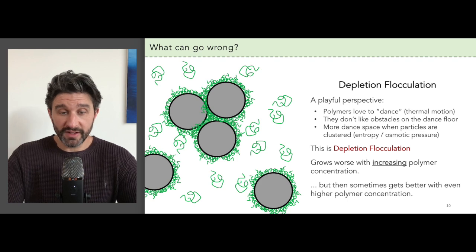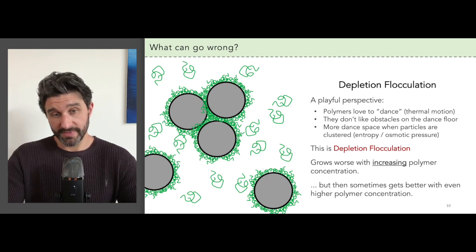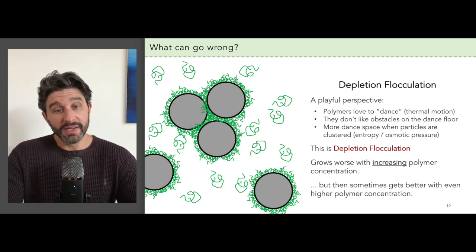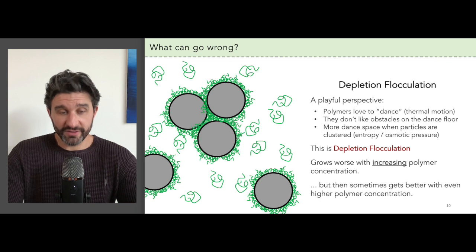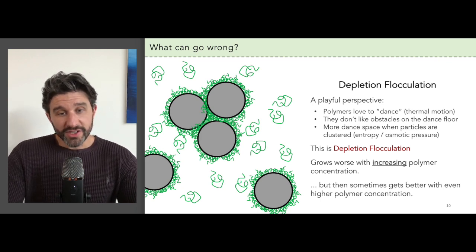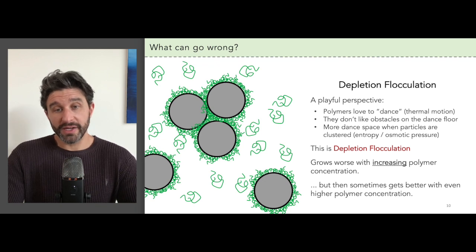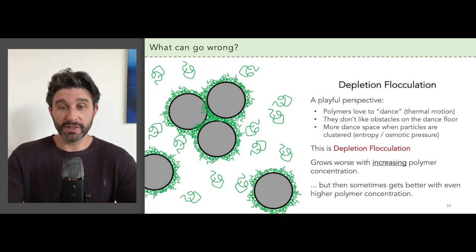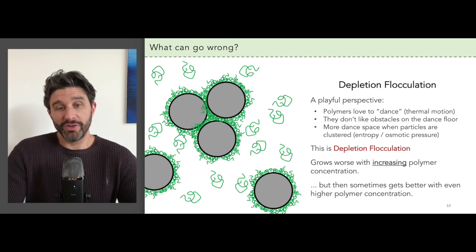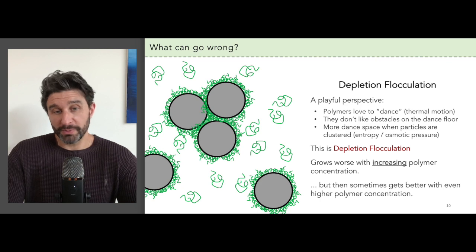The origin of this is called depletion. It's actually physically the case where the polymers don't want to reside in the small spaces between adjacent particles, and so the particles at equilibrium actually cluster together to liberate more space for the polymer dancing. This depletion flocculation tends to grow worse as you increase the polymer concentration from a low starting point. However, in some cases, the depletion effect goes away again as you increase the concentration. And this is because the dance floor is simply crowded with more polymers.